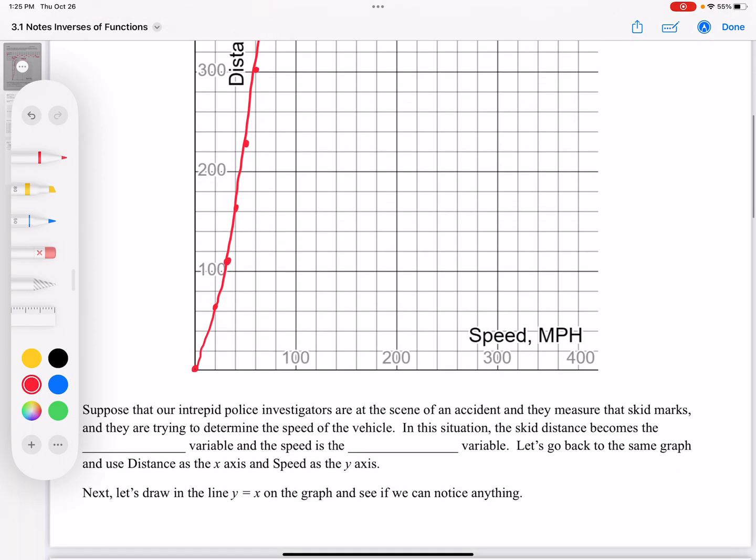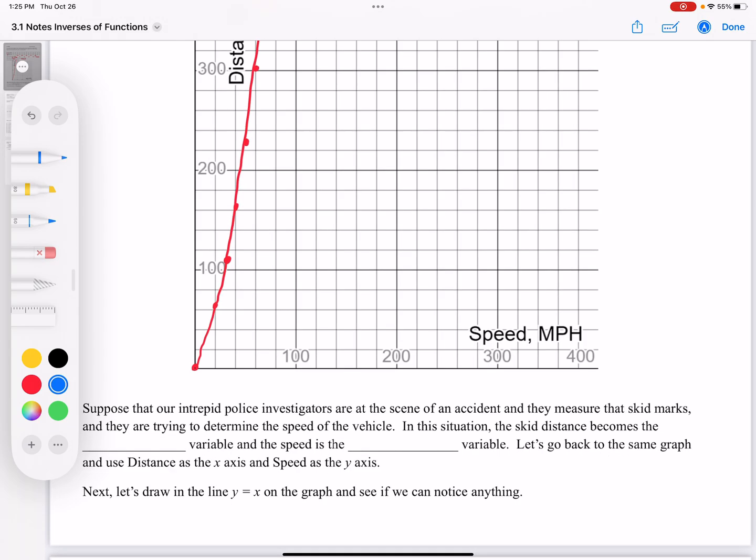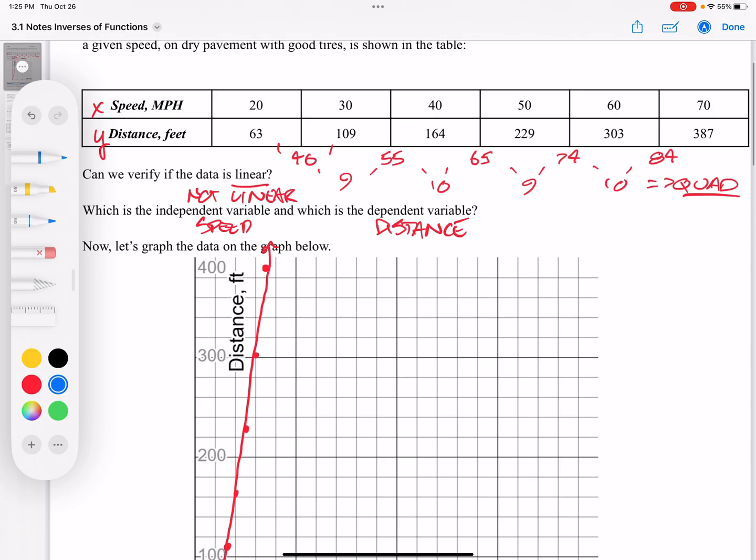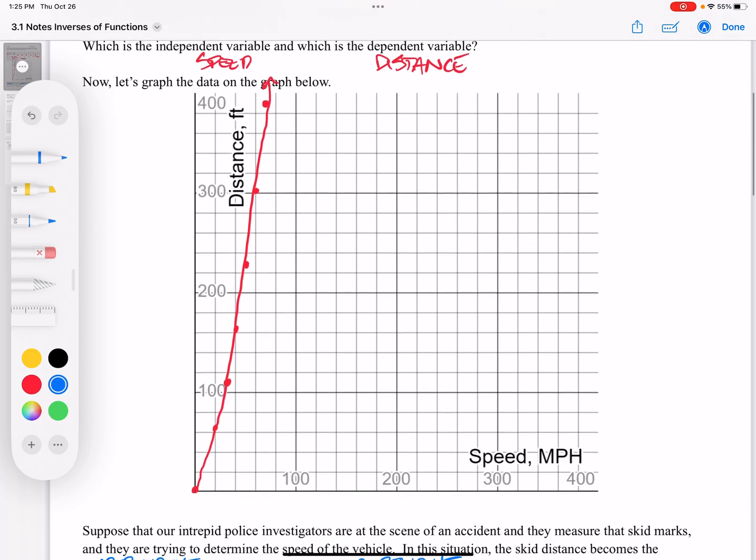Now, if our police investigators wanted to measure the distance and then calculate speed, now our distance becomes the independent variable, and the speed becomes the dependent variable. All right, let's do the same graph. Let's switch our x and y. So now we're going to use our distance for x and our speed for y.